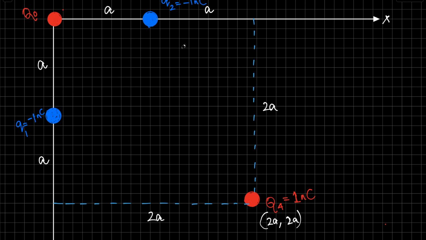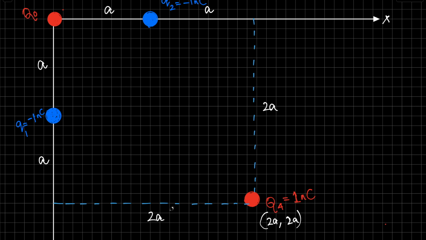This is our picture. We have 4 charges here. Q0 is located at the origin, and QA is another positive charge. Q0 and QA are positive charges. QA has coordinates 2a, 2a. And we have 2 negative charges as well, Q1 and Q2. Q1 is located on the y-axis at a distance a. Q2 is located on the x-axis at a distance a.